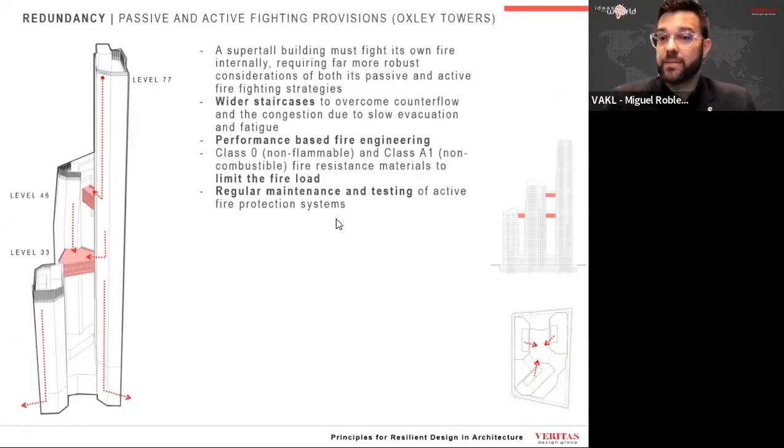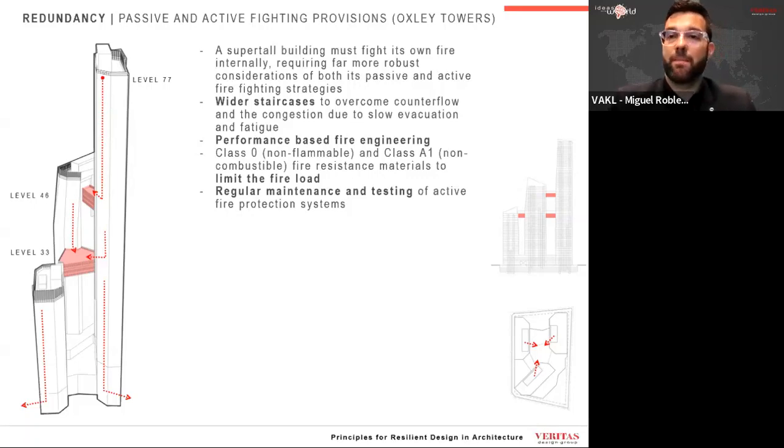When we talk as well about very tall buildings, we must understand that fire protection in these buildings relies on their own internal systems. This means that super tall buildings require far more robust considerations in both their passive and active firefighting strategies. Some of the most effective passive design considerations that we can impose on our tall buildings, and not necessarily super tall, but high rises, to make them more resilient and resistant to fire, are the provision of wider staircases that overcome the counterflow when the firemen are climbing the building, and also minimize the congestion in the staircases due to evacuation fatigue.